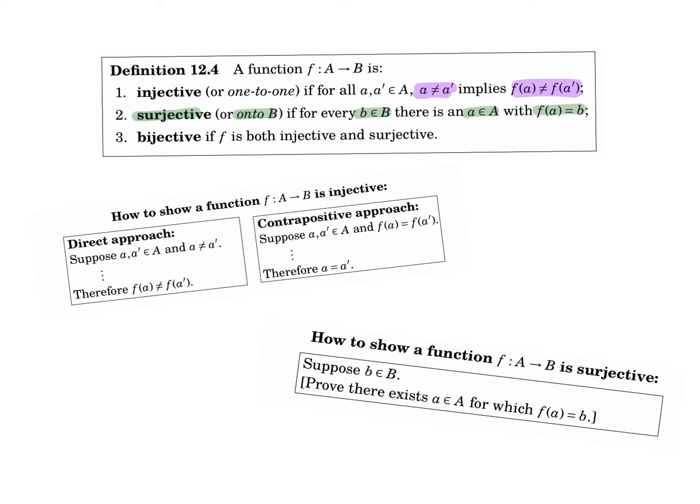For the surjective proof, we're going to need to show that for every b in B, there is some a in A with f(a) equal to b. So we take some fixed but arbitrary b in B, and then we prove why there must be that a. So that's how we're going to go about doing those surjective proofs. We'll see some examples of those on the next slides.